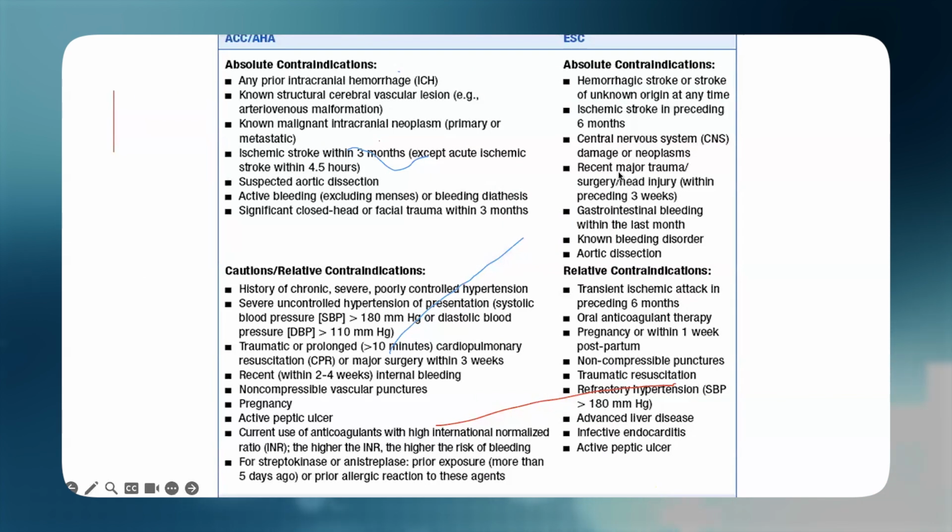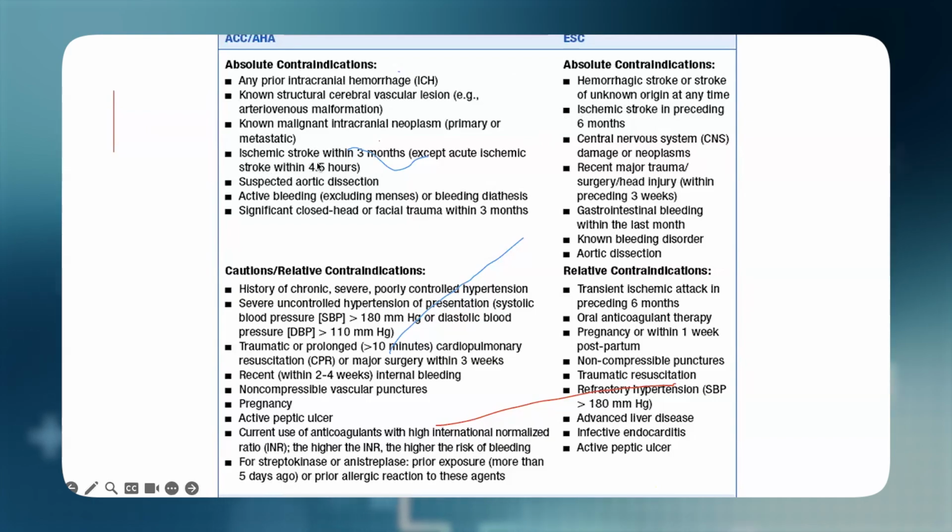You only need to remember the absolute contraindications, like hemorrhagic stroke ever, ischemic stroke in the preceding 6 months, CNS damage or neoplasm, recent major trauma or surgery or head injury in 3 weeks, GI bleeding in the last 1 month, known bleeding disorder or aortic dissection. Because these will come as your clinical questions.